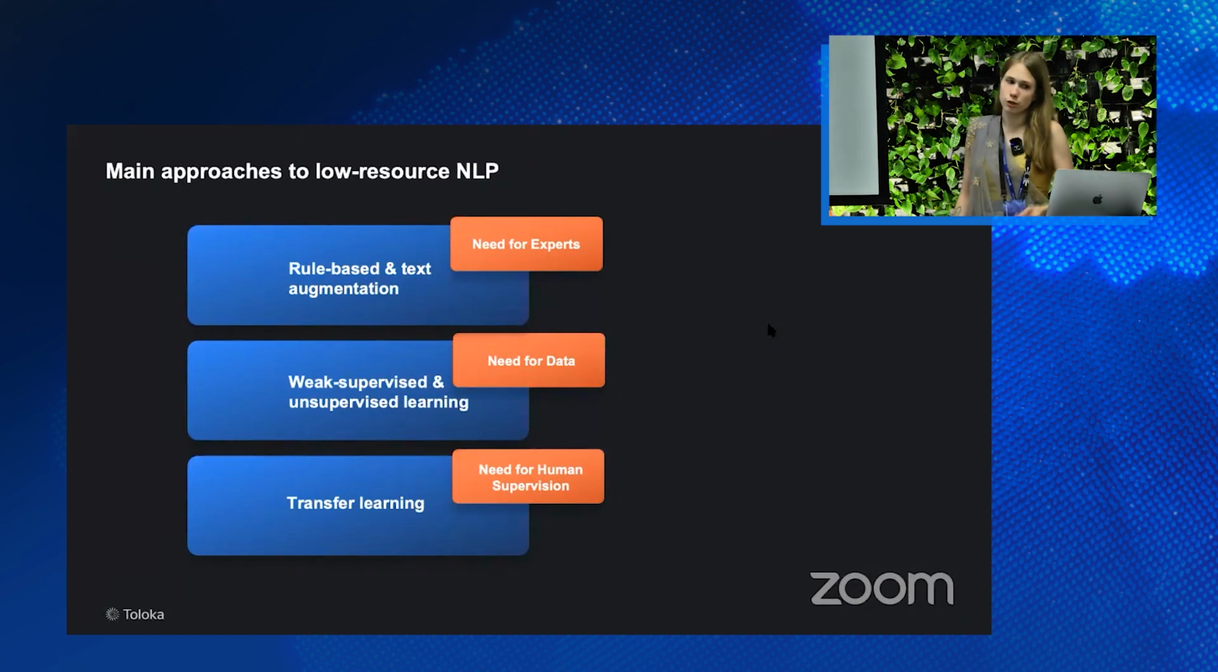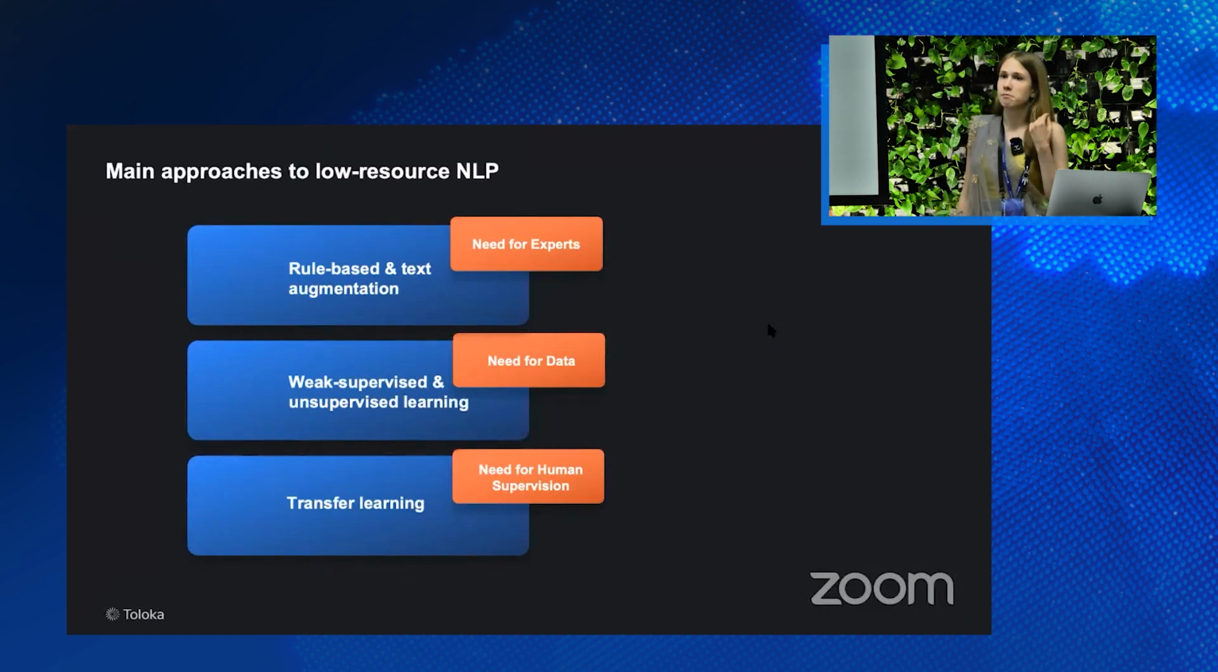And there are three approaches. I would say taxonomy can be different. This was built on my own taste. So if there are natural linguists who don't agree with me much, I would really love to discuss what your taxonomy is. From my perspective, these three approaches start with a rule-based and text augmentation one.